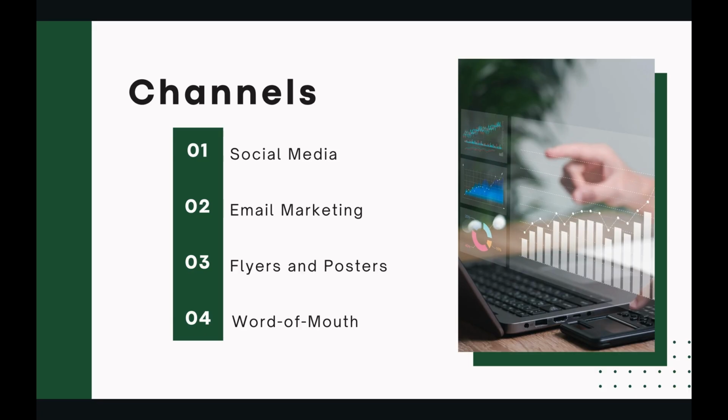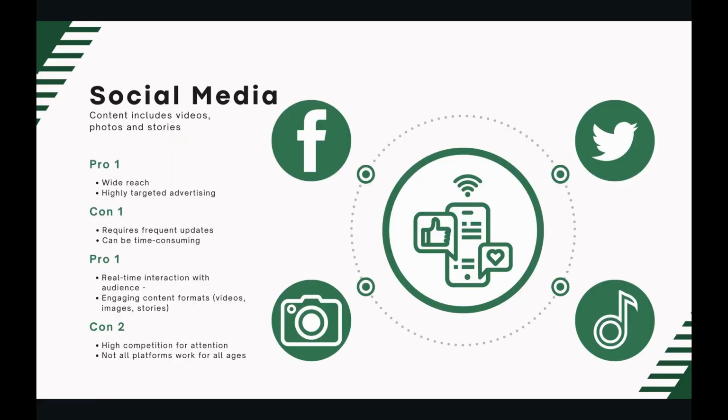Today we'll look at 4 different types of marketing. There's social media, email marketing, flyers and posters, and word of mouth. There's other ways that you could, of course, market, but these are ones that we think are the most applicable to you as a student looking to start their own community project.